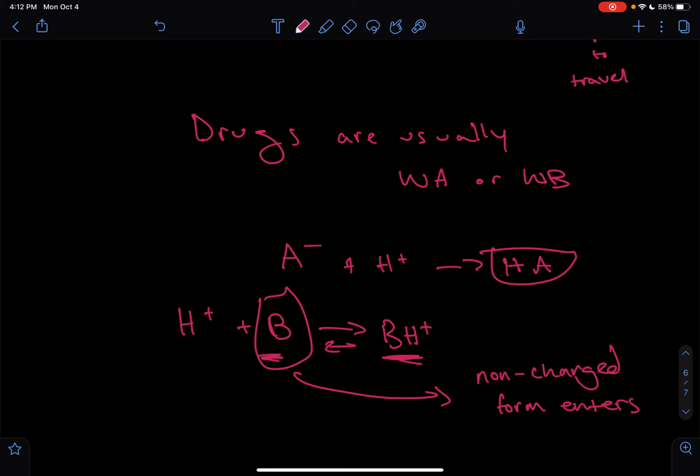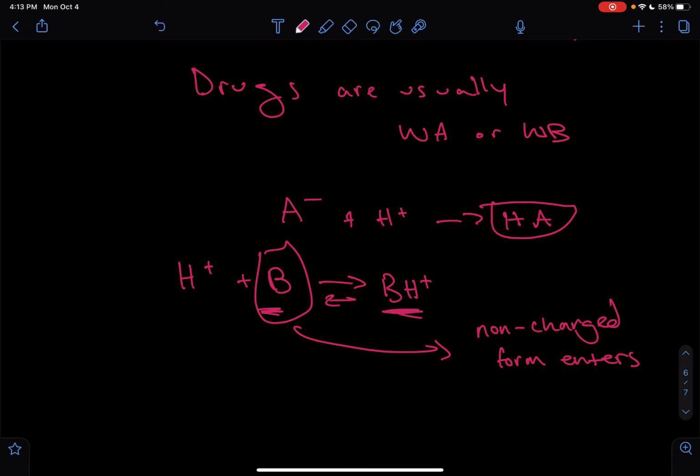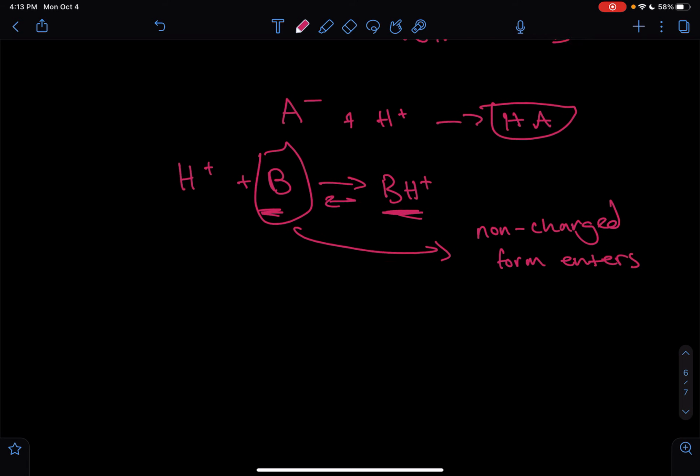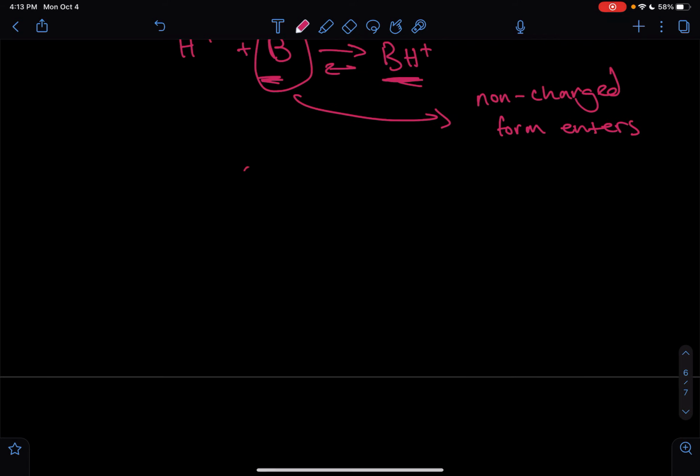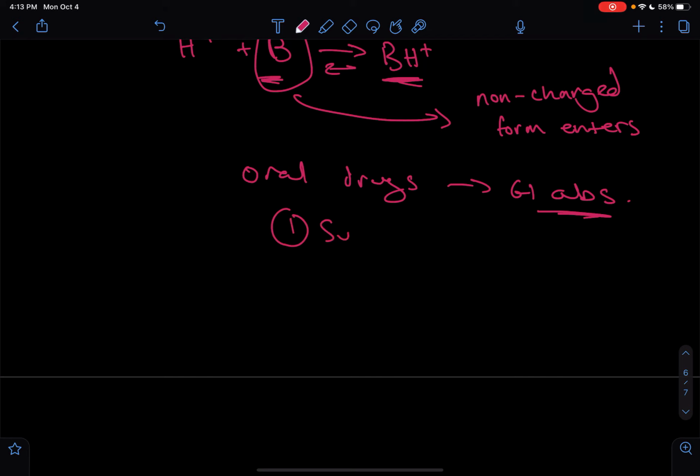Other things to consider about drugs, okay, is that oral drugs are mostly absorbed across epithelial cells in the GI tract. So oral drugs, GI tract absorption, right? GI absorption. Okay, so in terms of that, things that will affect that is the surface area available for diffusion, right? So greater surface area means that more diffusion can occur. Okay, so surface area.